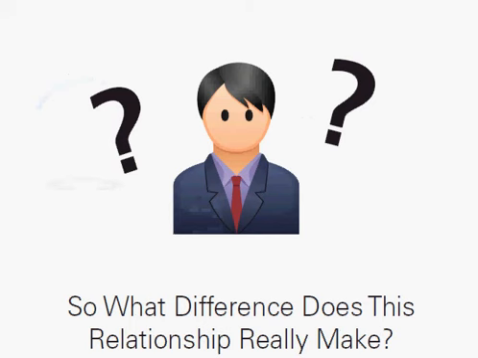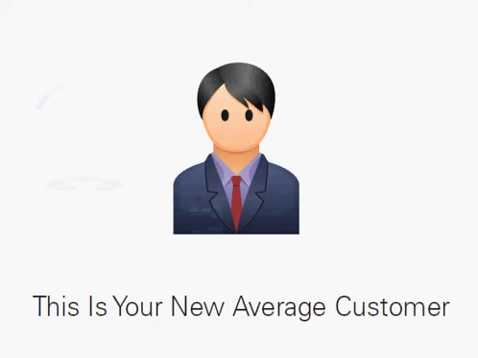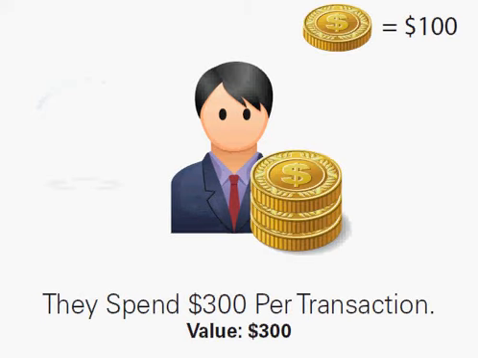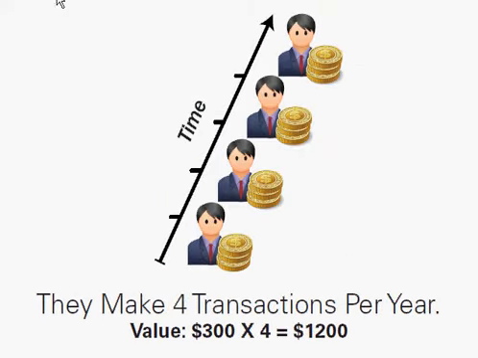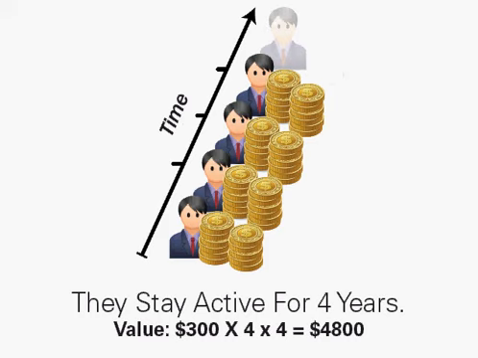So let's have a look at what all these changes mean for Bob in terms of his lifetime value at Printtown. Okay, this is the new Bob. We know he's spending $300 a transaction. We know that Bob's buying 4 times a year, so he's spending $1,200 a year instead of $600. We know that over 4 years, he's spending $4,800 with us instead of $1,800.